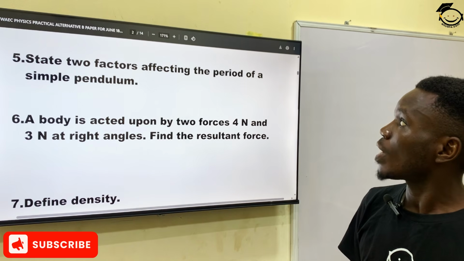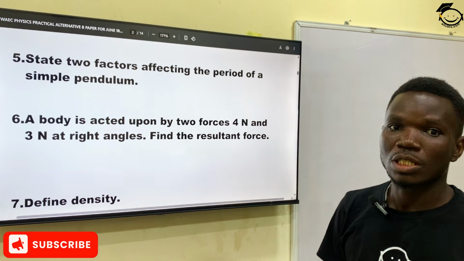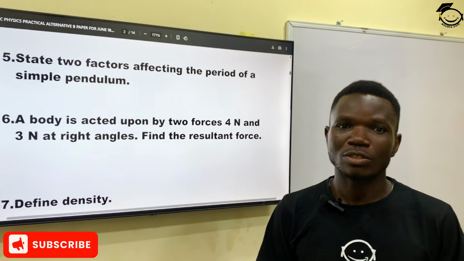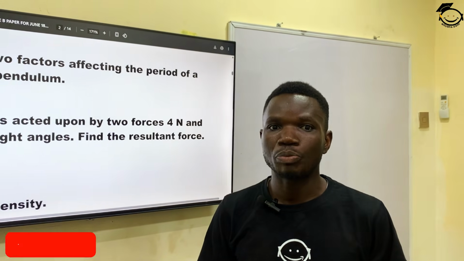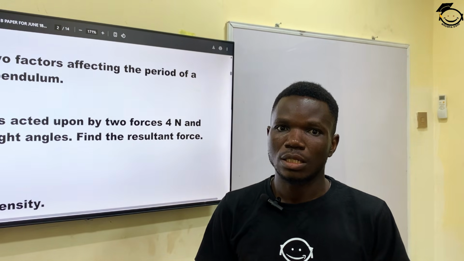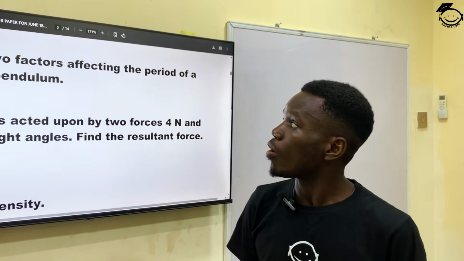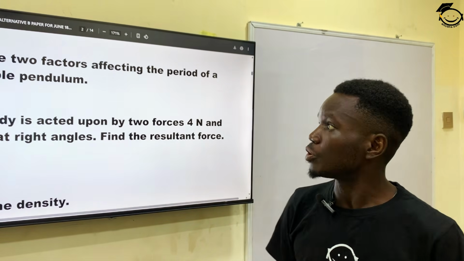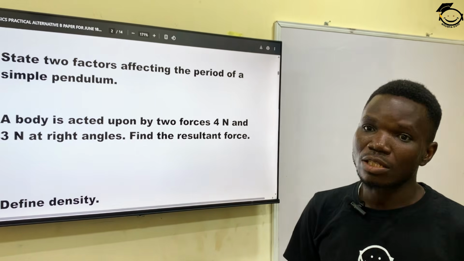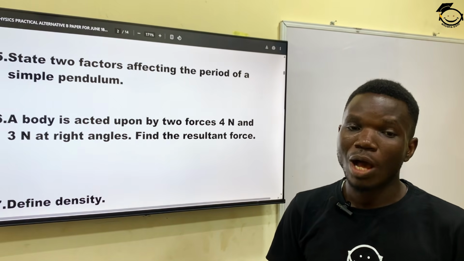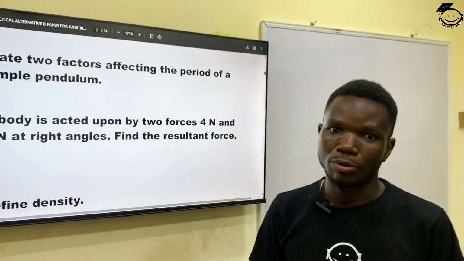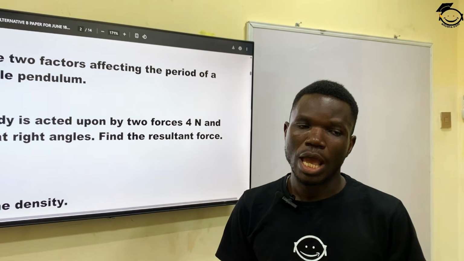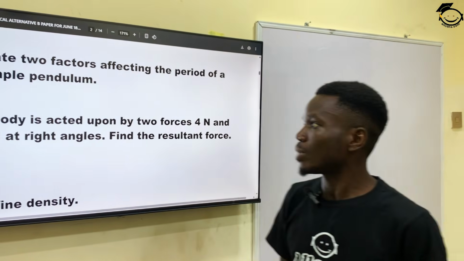It says state 2 factors affecting the period of a simple pendulum. One of the factors that affect the period of a simple pendulum is the length of the cord or thread that you're using. Then we also have the mass of the pendulum, and then we also have acceleration due to gravity. Then we also have air resistance. Moving on to question number 6.